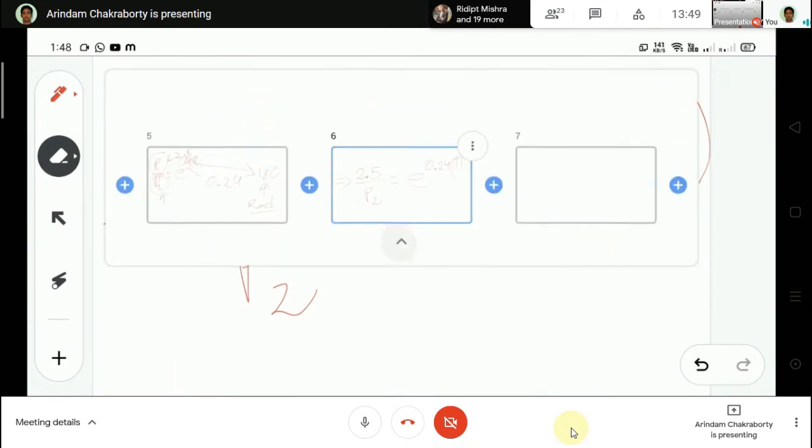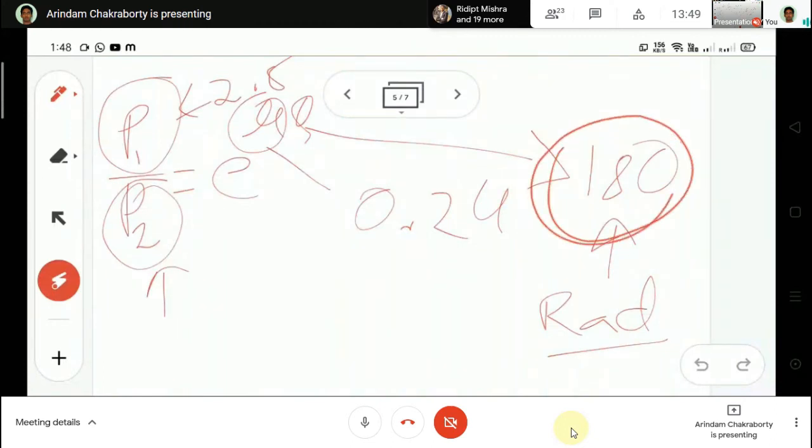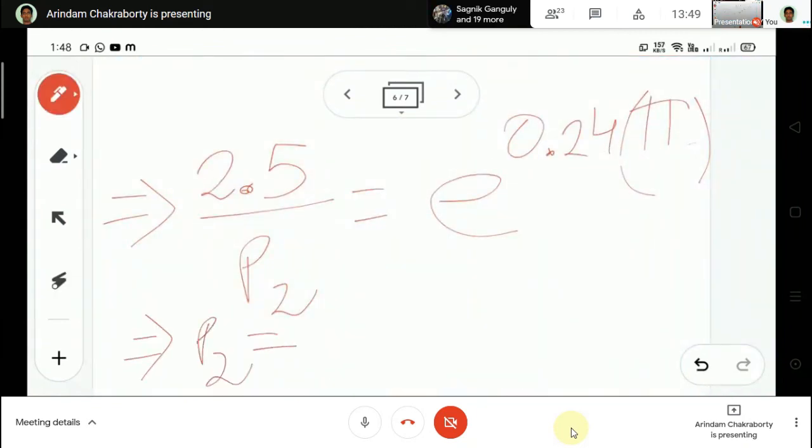That is why I am telling you that we have to turn 180 degrees into radian form. That would be pi radian. Now what you need to do is get your calculator and find P2. Just tell me how much P2 is equal to.